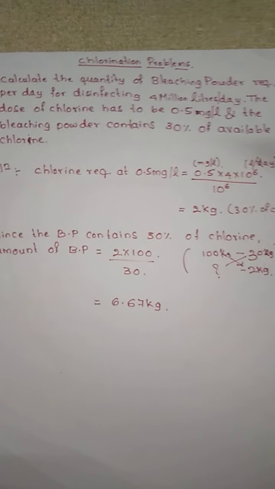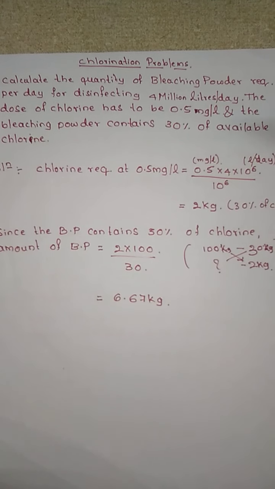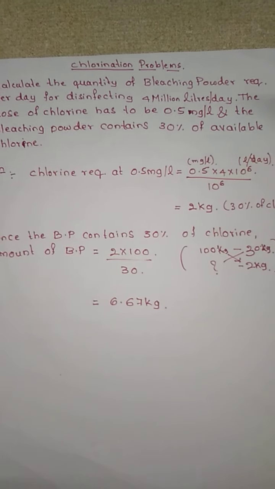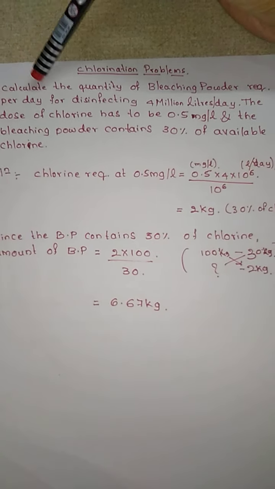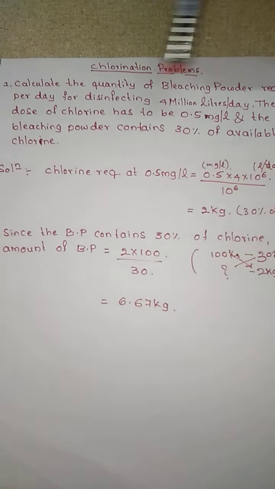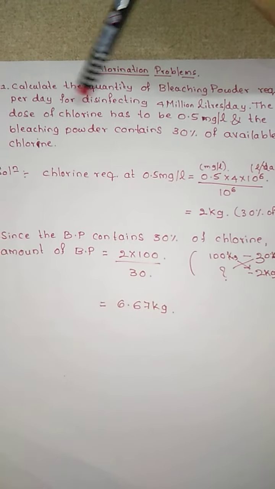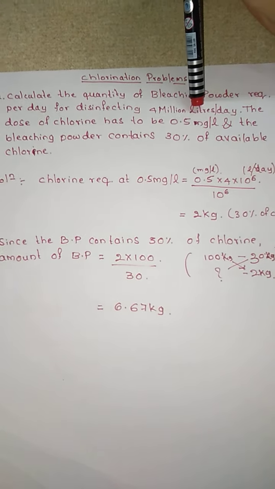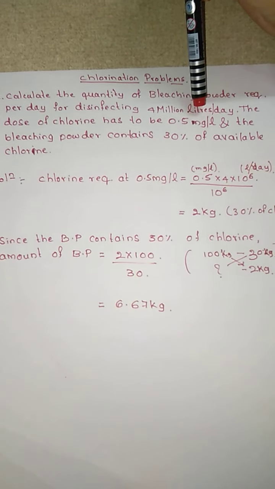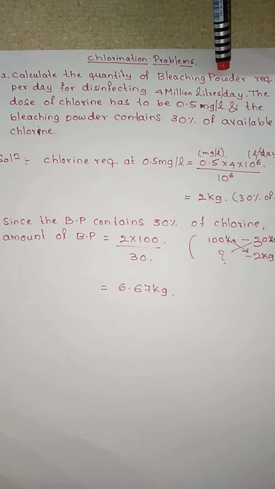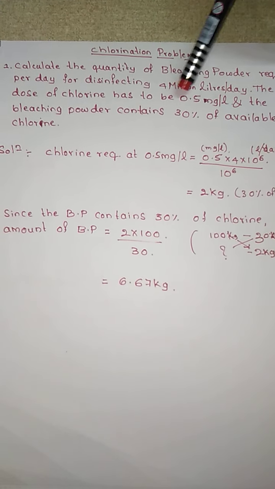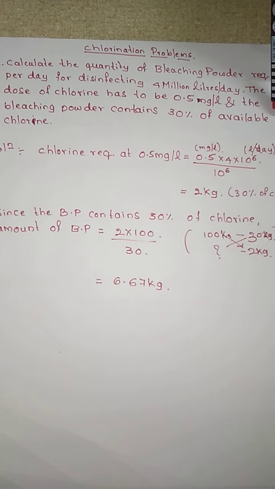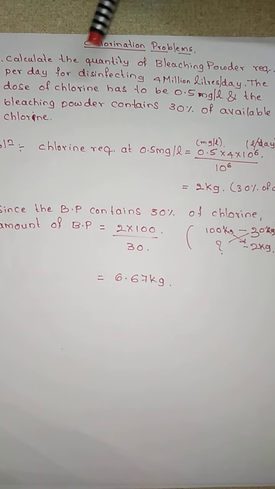Now we are going to see the first problem in the disinfection process. In this problem, they are asking you to determine the quantity of bleaching powder that is required. We'll read the problem. Calculate the quantity of bleaching powder required per day for disinfecting 4 million liters per day. That means 4 million liters of water will be supplied per day. To this, you need to determine how much bleaching powder is required. The dose of chlorine has to be 0.5 mg per liter, and the bleaching powder contains 30% available chlorine.